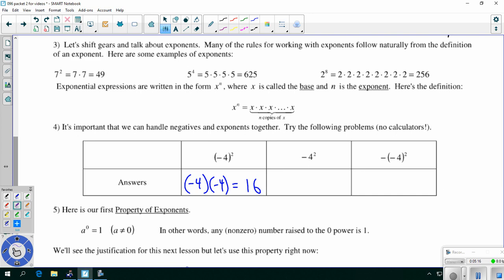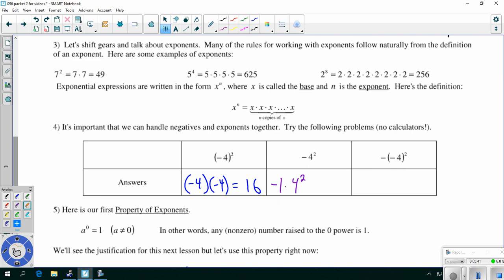Some students will see this middle problem is the same as the first problem, and they'll write -4 times -4. That is not correct. That negative in the front really means -1 times. In fact, any negative symbol, you can think of it as -1 times the number. -18 is really -1 times 18.